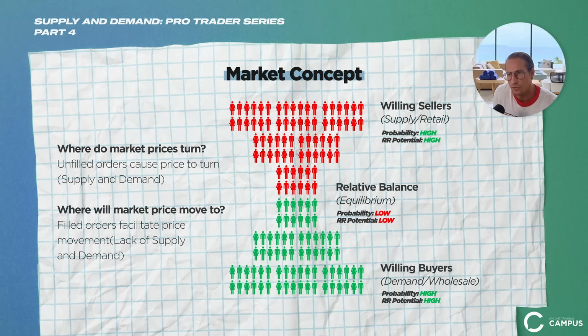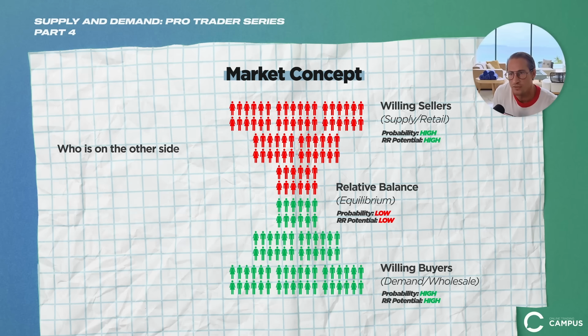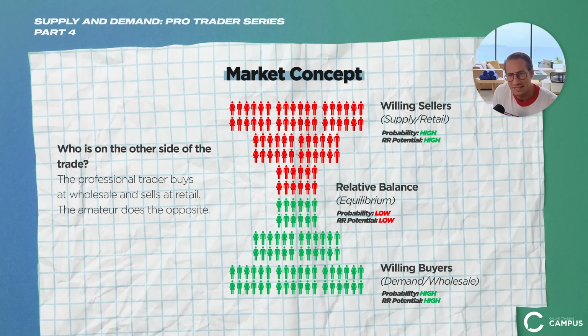Number 2, we're going to focus on who is on the other side of your trade. A lot of people don't consider this, but it's one of the most important things you need to focus on. How do you know whether the person on the other side of your trade is a consistently profitable trader or a losing trader? You need to know the difference.